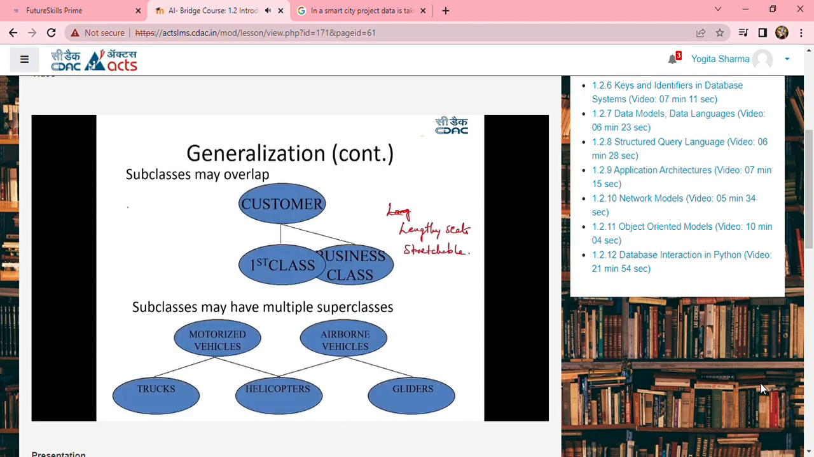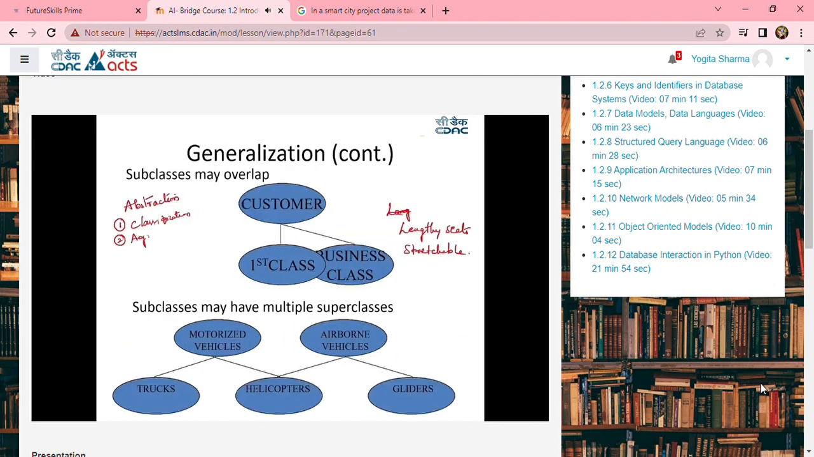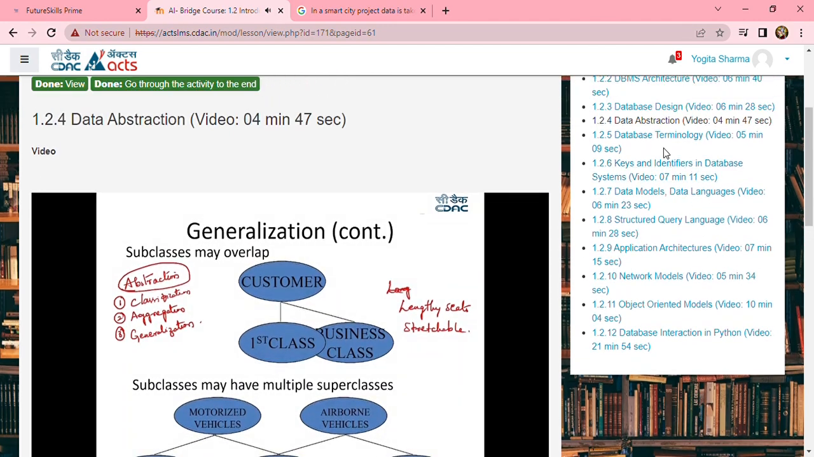So hence under the abstraction, we have seen the first one, which is called classification. The second one is called aggregation. And the third one is called generalization. So these are the abstraction classifications that can be studied. In the next section, we will be going ahead with the database terminology. Till then, happy learning.